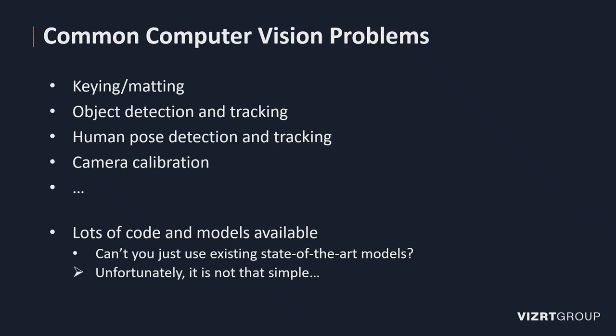As Fabrizio already mentioned, common computer vision problems that we have to tackle include keying, matting, object detection and tracking, human pose detection and tracking, camera calibration, and many more. Now, since these problems are really common in computer vision, especially in recent years, a lot of code and models have been made publicly available on the internet. So you might ask, well, can't you just pick whatever is state of the art currently and use it in your product? Sometimes the answer is yes, but unfortunately, usually the answer is no.